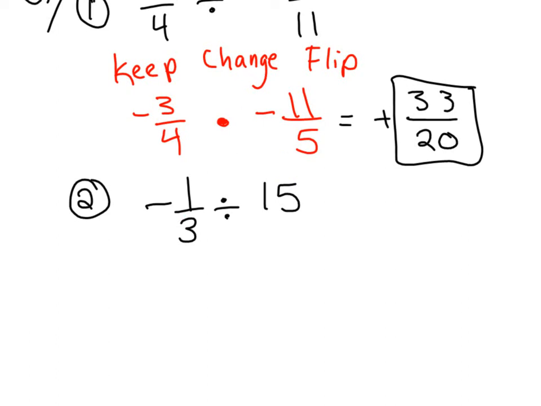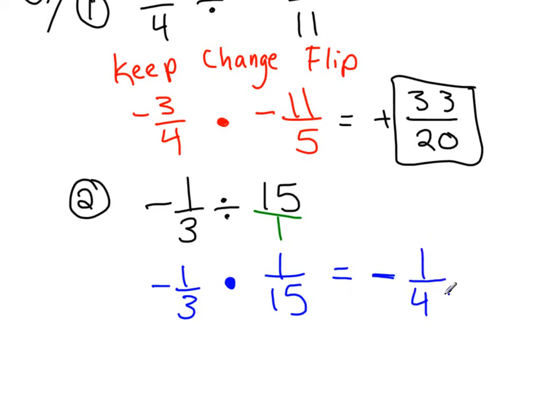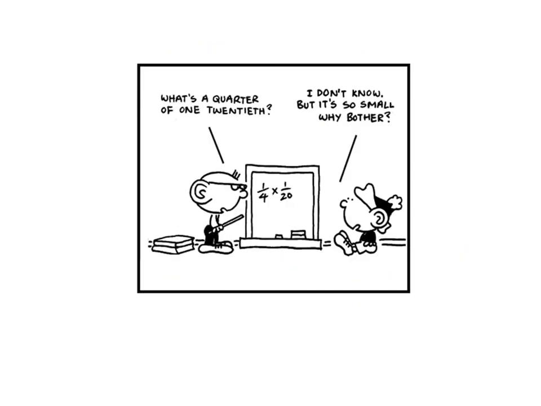So we're going to keep, change, flip. But now you're thinking, well, how do I flip 15? Whenever you have whole numbers involved with fractions, you want to go ahead and throw them over 1. It'll make life easier. So we keep the first part, we change to multiplication, and we find the reciprocal. Now, if we can reduce here, because we're multiplying, do so, which we can't, so we multiply across. We have a negative times a positive is a negative. 1 times 1 is 1. 3 times 15 is 45. And that is our answer. We can't reduce it any further. And until next time, that is all.